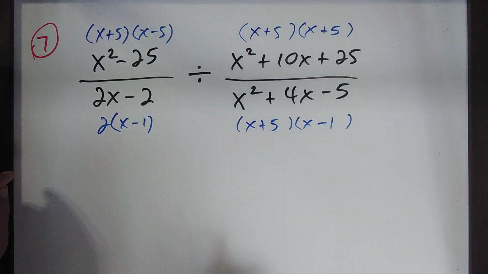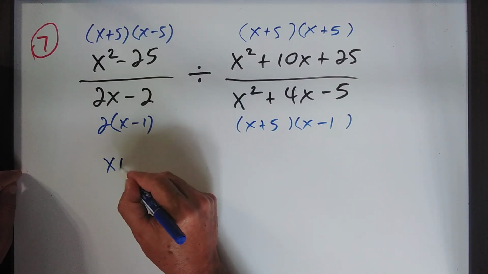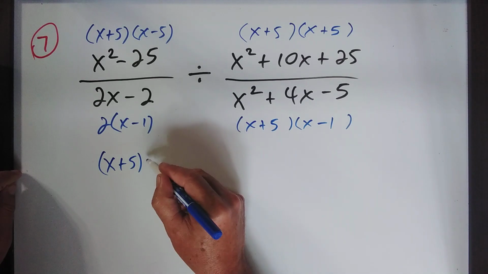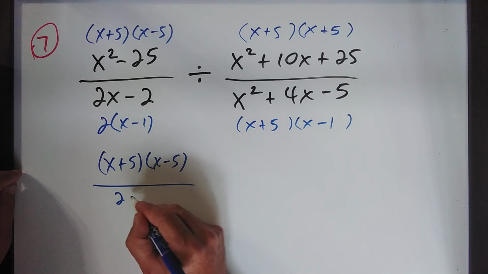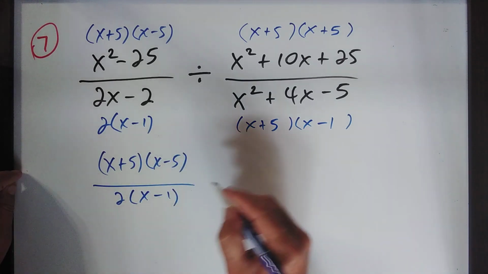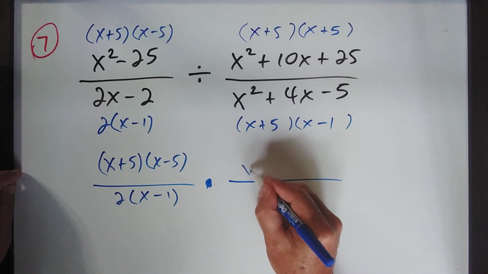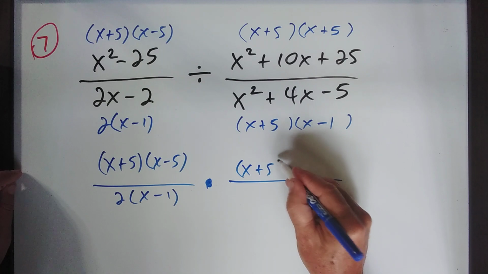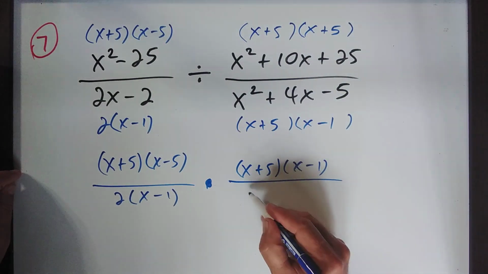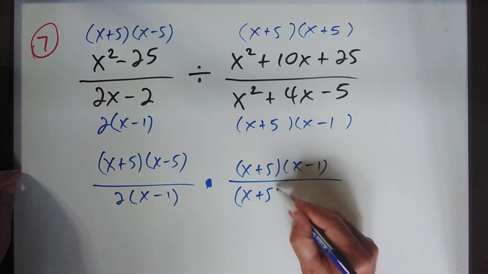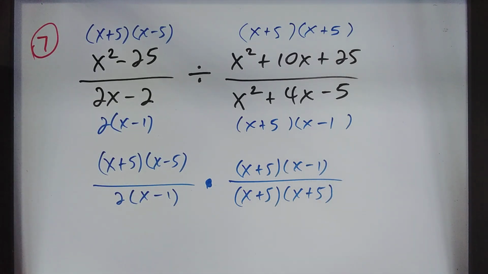Okay, so now I'm going to rewrite everything. Don't forget to flip it and change that. So I'm going to have x plus 5, x minus 5 over 2 times x minus 1, times, flip it, so x plus 5, x minus 1, x plus 5, x plus 5, and that's it.